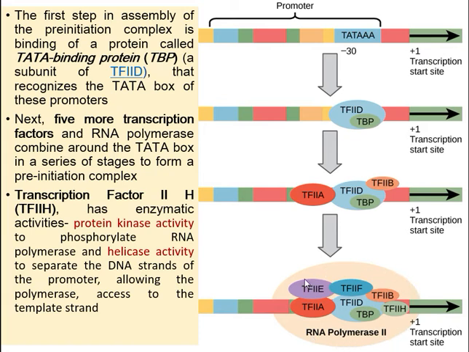Now, here you can see one factor which is called TFIIH. It has enzymatic activities also. It has a protein kinase activity by which it can phosphorylate RNA polymerase II.